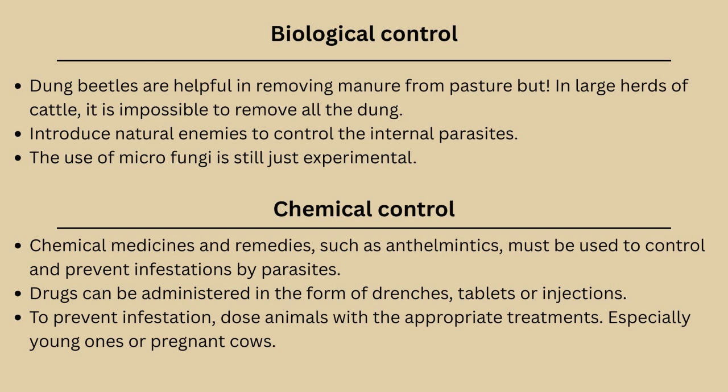Chemical control. Chemical medicines and remedies, such as anthelmintics, must be used to control and prevent infestations by parasites. Drugs can be administered in the form of drenches, tablets or injections. To prevent infestation, dose animals with the appropriate treatments, especially young ones or pregnant cows.